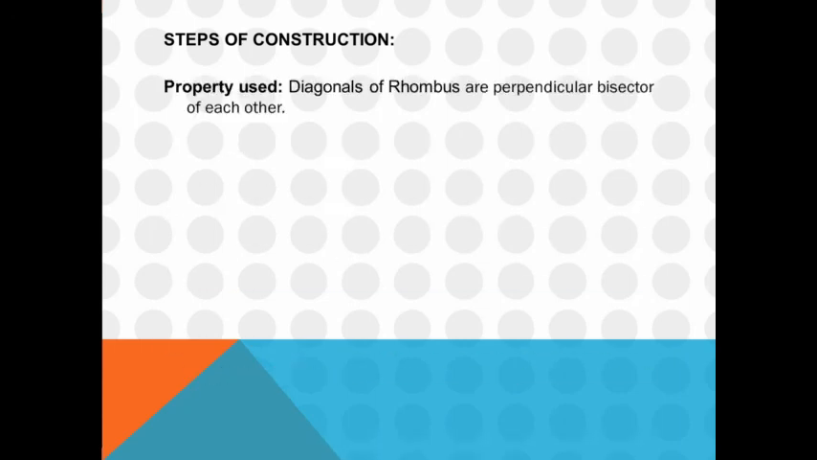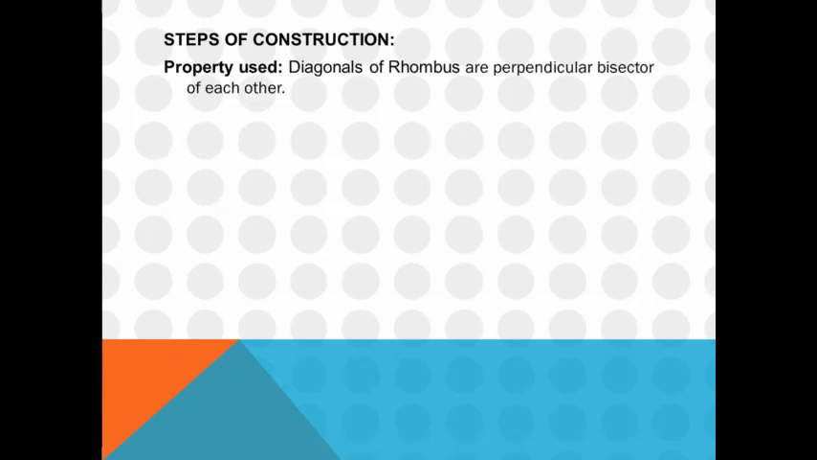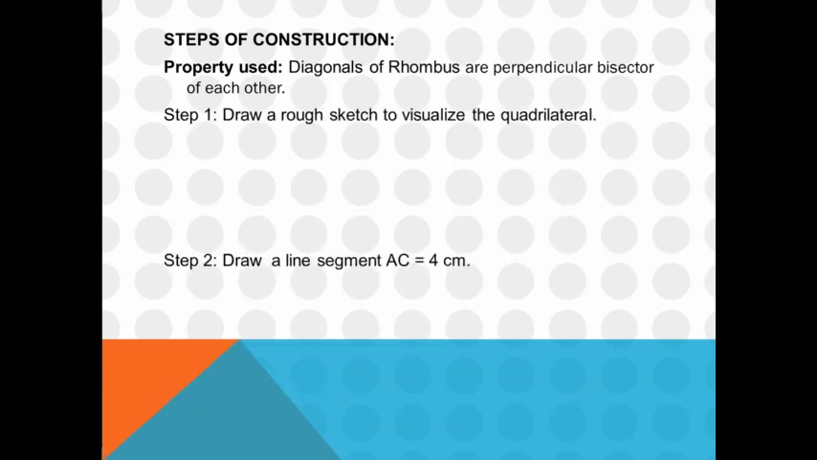Now how can we write the steps of construction? For rhombus we have been given two diagonals of the rhombus. So we will use the property of diagonals. The diagonals of a rhombus are perpendicular bisectors of each other. We know perpendicular means 90 degrees and bisector means two equal parts. So we will make half of one diagonal. Draw a rough sketch to visualize the quadrilateral.